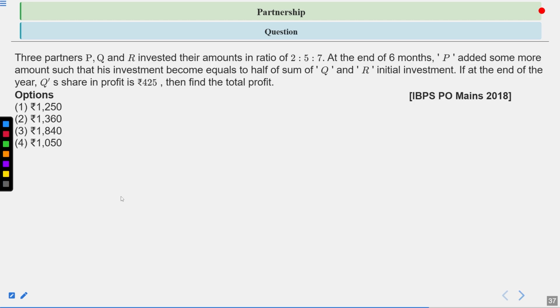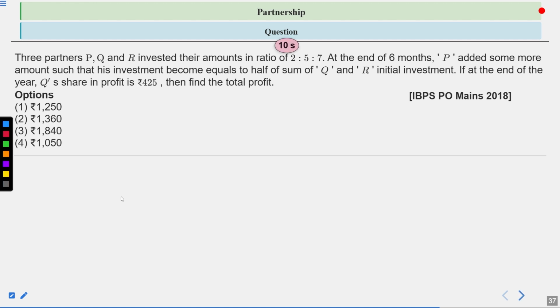Three partners P, Q and R invested their amount in the ratio of 2:5:7. At the end of 6 months, P added some more amount such that his investment became equal to half of the sum of Q and R's initial investment. If at the end of the year Q's share in the profit is 425 rupees, then find the total profit. Now you have four options. First one is 1,250 rupees, second is 1,360 rupees, third one is 1,840 rupees, and fourth one is 1,050 rupees.